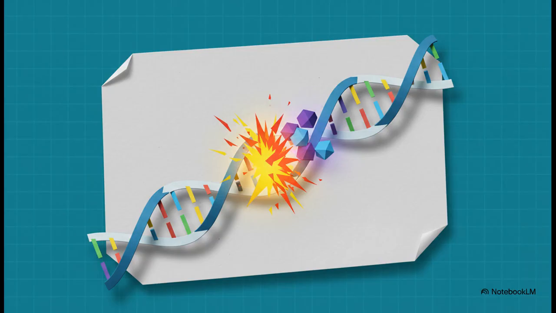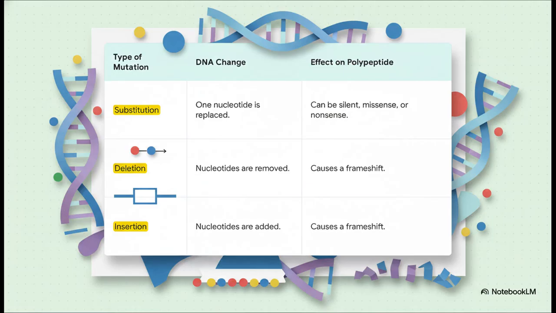Okay, so engine number 2 is mutation. Now think about it like this. If meiosis is shuffling the cards you already have, mutations are like adding brand new, never-before-seen cards to the deck. These are real changes to the DNA sequence, and they're the ultimate source of all new alleles and traits in a population. And this table breaks down the types of mutations you're going to see.